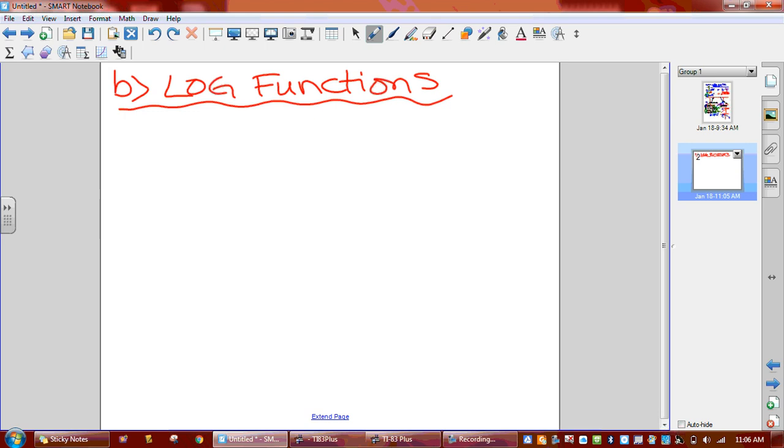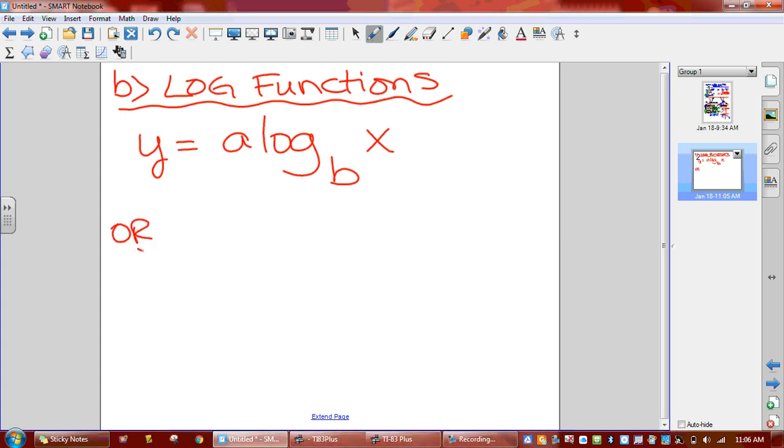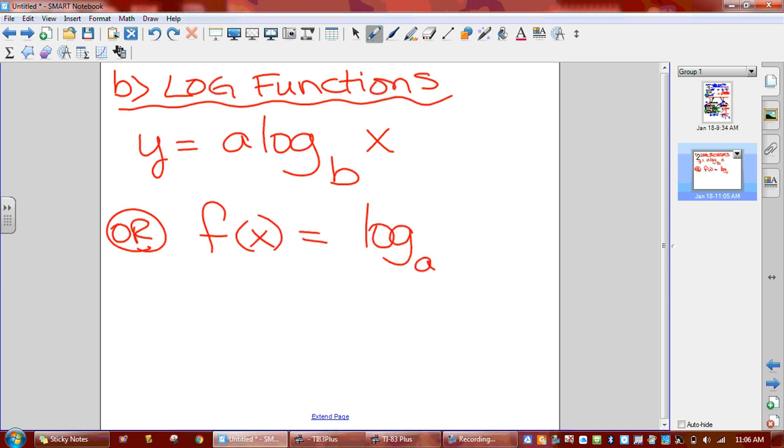So again, log functions could look like y equals a log base b of x. Okay, they could look like that. Or it could look like f of x equals log base a of b. They could do something like that. Actually, we'll put an x there. Okay, so that's basically how they're going to look.